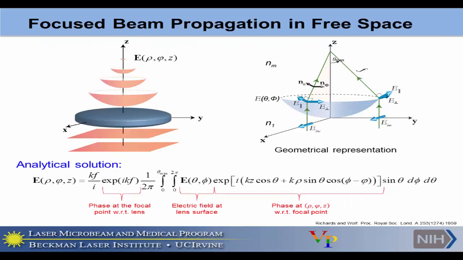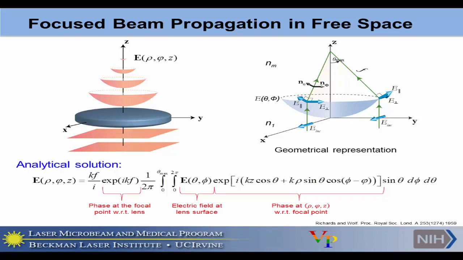So now I can explain this analytical solution. This is light propagation in free space. In this case, this exponential i part represents the phase. So this represents the phase at any location with respect to the focal point. And then we get the electric field at the lens surface, and we propagate everything. All electric fields are propagated toward that point, and we sum them. Integration means we sum them, and then we can obtain the electric field at any location in this area, this focal volume.